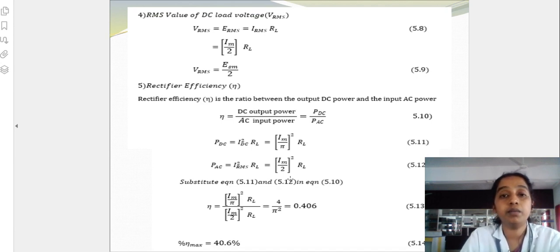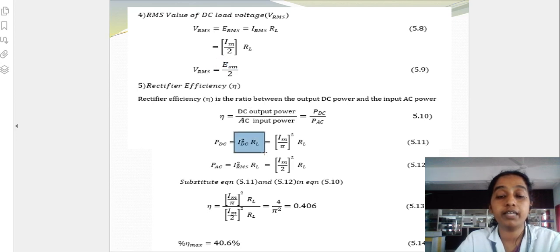Now consider the RMS value of DC load voltage. The RMS voltage is I into R. Here the RMS value we have calculated, Im into RL, we can consider as Esm by 2. We need to calculate the efficiency. It is the ratio between DC output power and AC input power. DC output power we have calculated as I DC square RL, and in the same way I RMS square into RL. Substituting both the values, I get my efficiency as 40.6%.